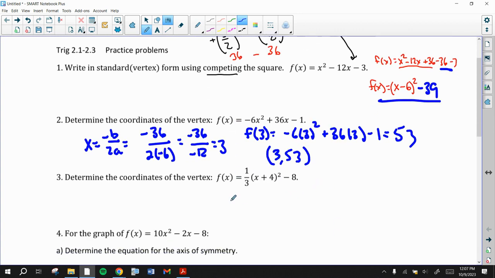Determine the vertex of this parabola. Now this is in vertex form, so we're done. The vertex would be negative 4 comma negative 8. Simple as that. In vertex form, this is x minus h squared minus k. So since the form is minus, you take the opposite of this number: negative 4 comma negative 8.